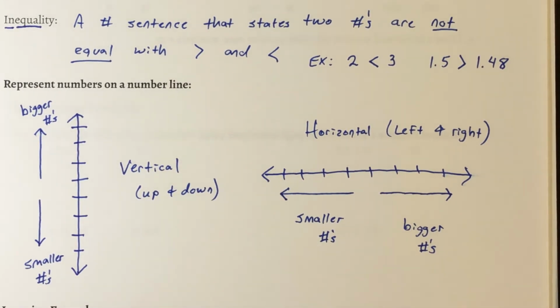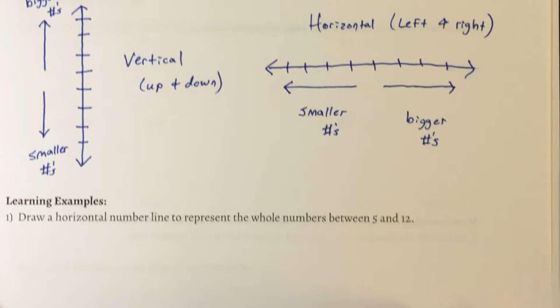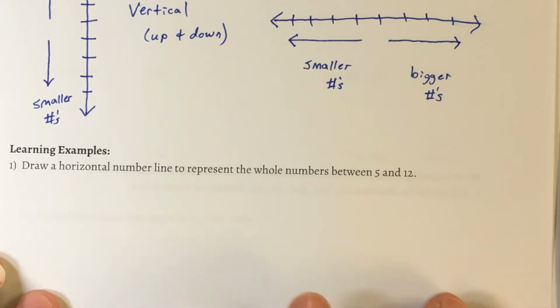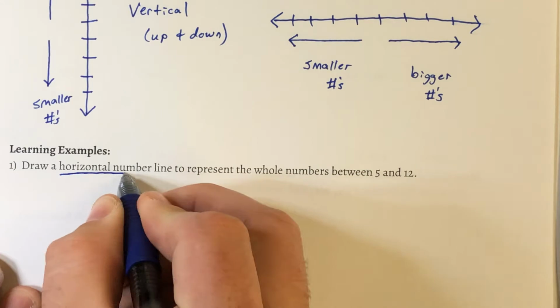We can't just put numbers wherever. That'd be chaos. Math doesn't do chaos. All right. We're going to do some learning examples. So we're going to be representing different types of number lines with different scenarios. Our first one is we're going to be drawing a horizontal number line.